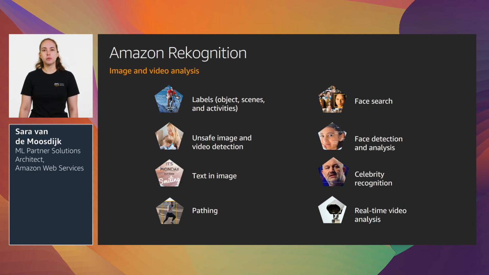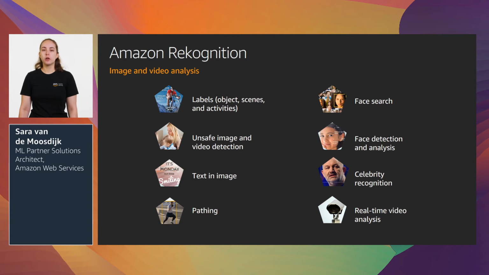If you're not familiar with Amazon Rekognition, it's a service which was launched in 2016, and it allows developers and customers to easily add computer vision features to their applications. It works on images and video, and it allows you to detect objects, scenes, faces, inappropriate content, and text in those images and video.